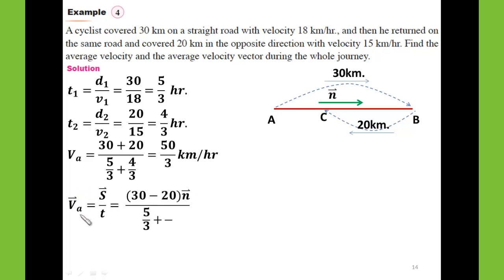Okay, now the average velocity vector equals S over T, the displacement over the total time. Displacement equals 30 minus 20 in the direction of n, which equals 10n over 3. And this is the average velocity vector. To calculate the displacement, again S equals 30 minus 20, because the cyclist covered the 20 kilometers in the opposite direction of the 30 kilometers.